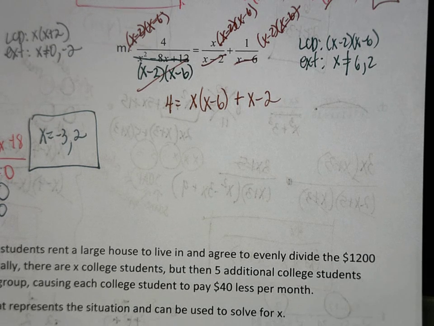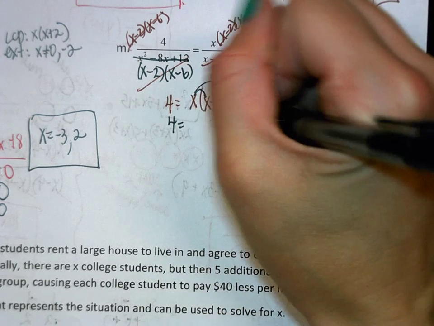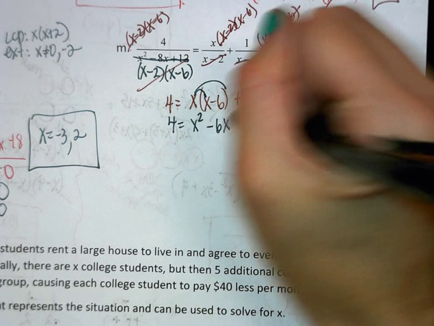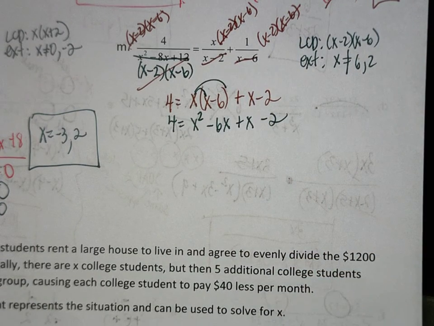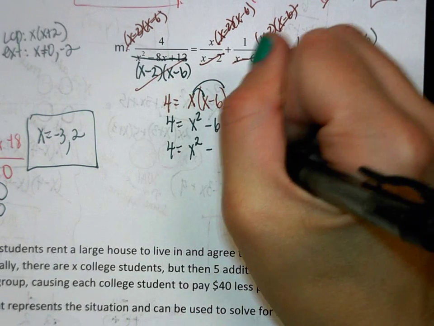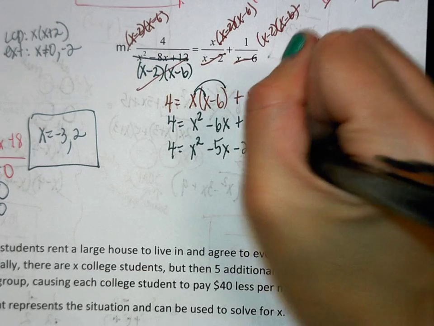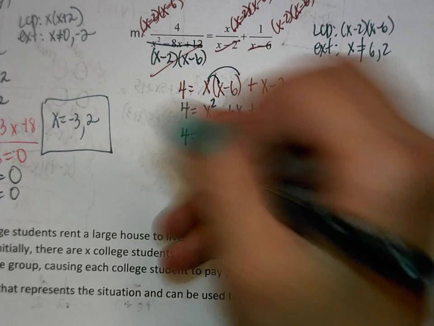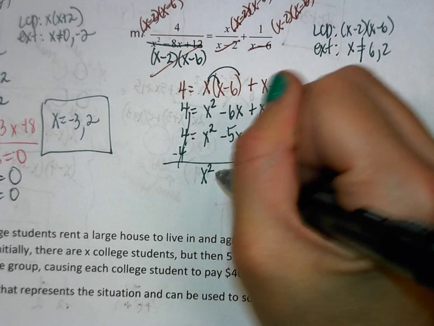Distribute and simplify. Good. Okay, and so we're going to multiply the x through. So I have 4 equals x times x is x squared, x times negative 6, negative 6x, good, plus x minus 2. Then we'll combine like terms, and so I get what? X squared minus 5x minus 2, good. Okay, and then what do I do? Good. Subtract 4 so that it's set equal to 0, because we can only factor if it's set equal to 0.